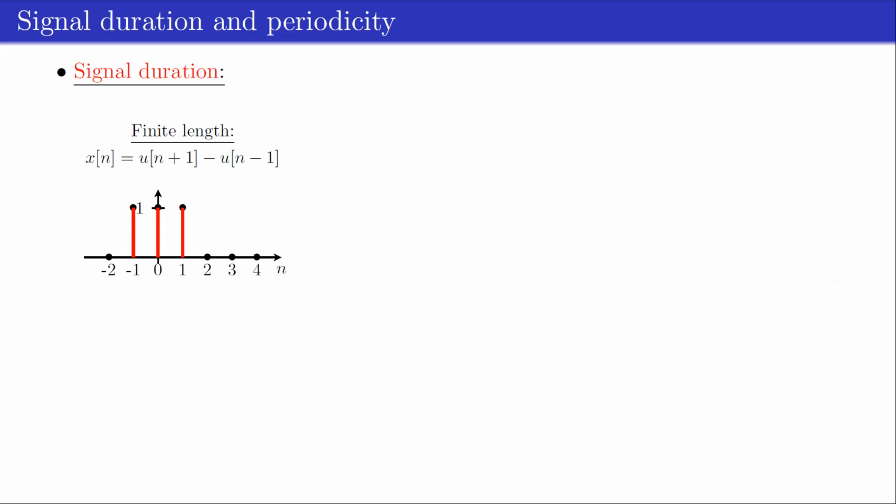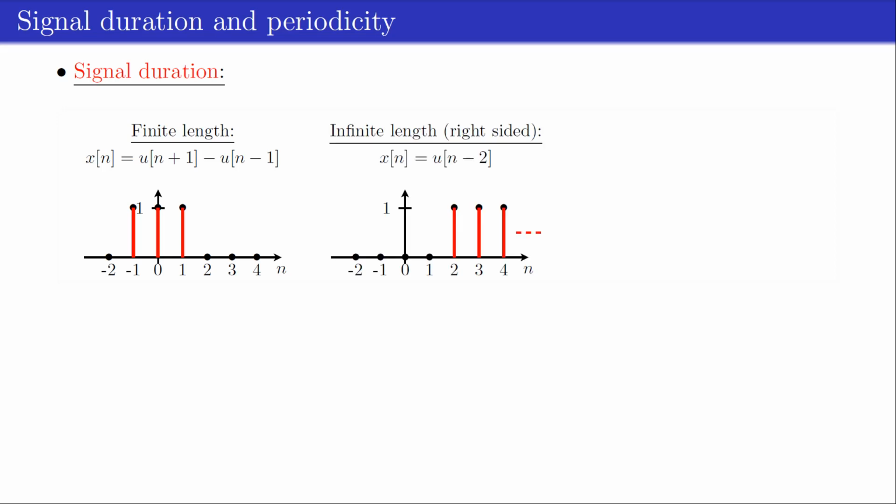Signals that are not finite in length, such as the unit step and complex exponential function, are said to be infinite length sequences. Infinite length sequences may further be classified as either being right-sided or left-sided or two-sided. A right-sided sequence is any infinite length sequence that is equal to 0 for all values of index n smaller than some integer n0. The unit step function, delayed over 2 samples, is an example of such an infinite length right-sided sequence.